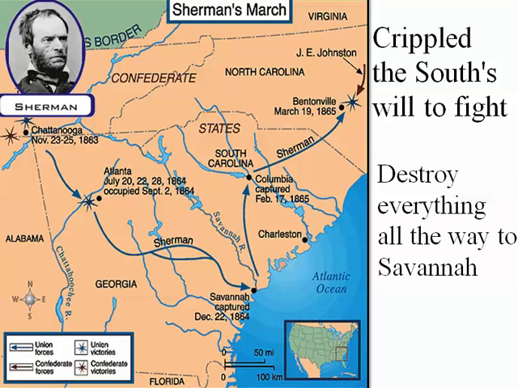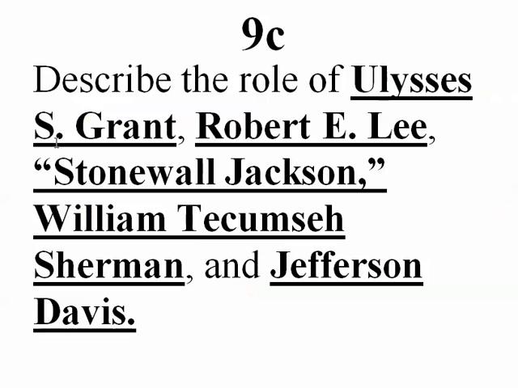Okay, that's pretty much what we were supposed to do. We were supposed to look at Ulysses S. Grant's role, Robert E. Lee, Stonewall Jackson, William Tecumseh Sherman, and Jefferson Davis. If you have any further questions, just ask me in class. If not, just watch this video over again.